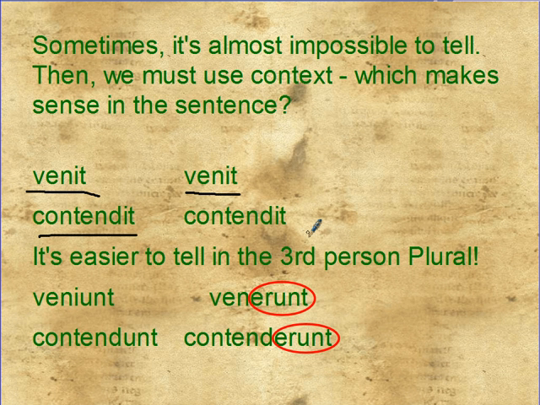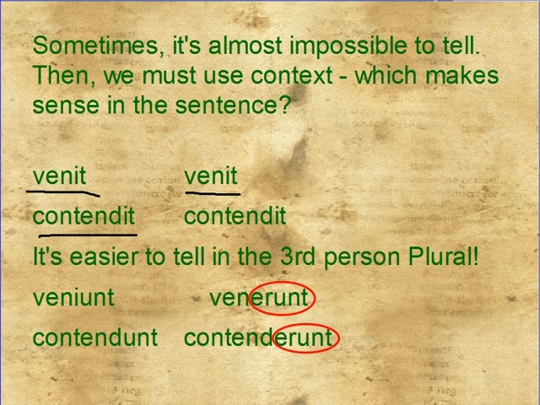Of course, as I mentioned, it's easier to tell in the third person plural because you have the erent ending to fall back on. Veniunt, they come. Venerant, they came. Contendunt, they hurry. Contenderunt, they hurried.